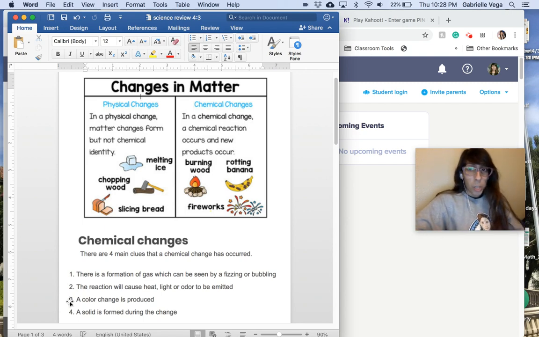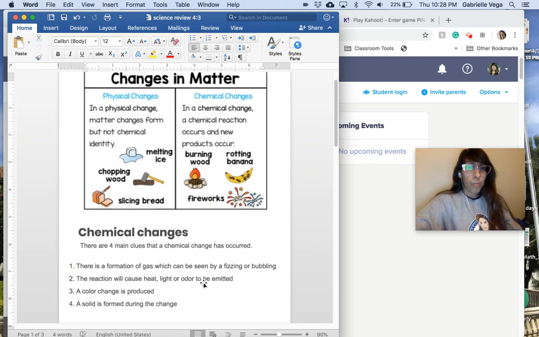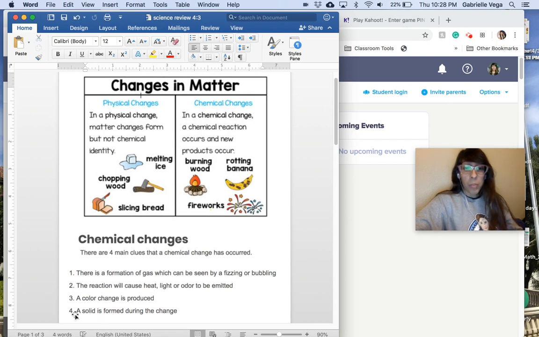Three, a color change is produced. Again, we saw this when we were burning our marshmallow. The color of the marshmallow changed, and when we were putting food coloring into the milk, the color of the milk changed. And four, a solid is formed during the change. An example of that would be baking a cake. So before you have liquid with your milk or the eggs that you're using or the water, and then once you mix it with the cake mix and you actually bake it, a solid cake is formed.